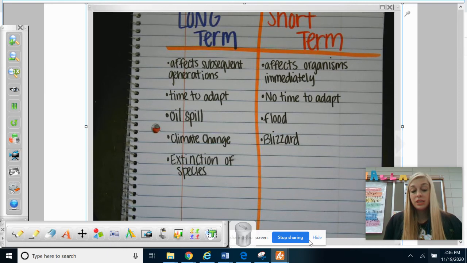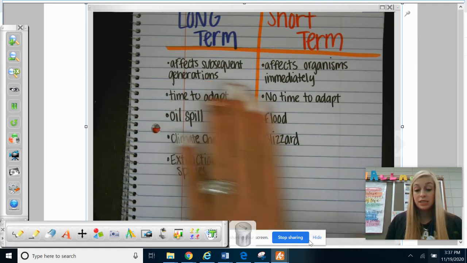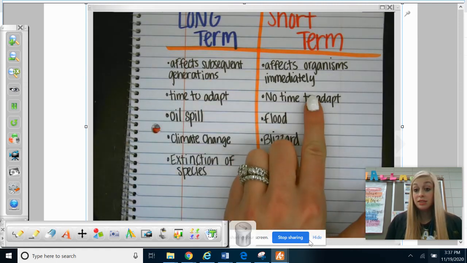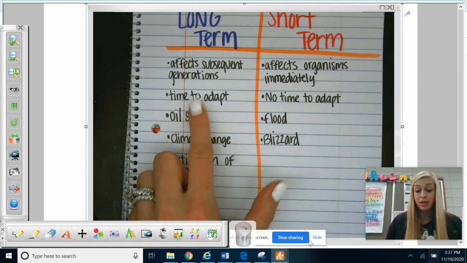You're not going to have a question that says, is an oil spill a long-term or a short-term change? They're not going to be that easy. These questions instead are going to be far more challenging. They're not going to ask you, is it long-term or is it short-term? They're going to explain a change and ask you how you think that will affect the organisms. It helps you to know, is it long-term or is it short-term? So you know, do they not get to adapt? Do they have time to adapt?